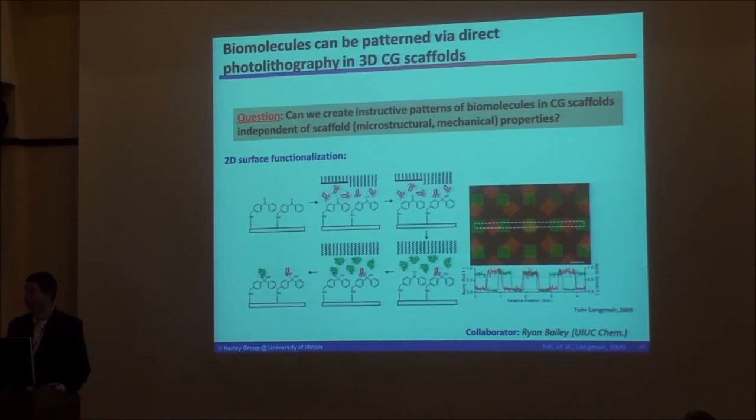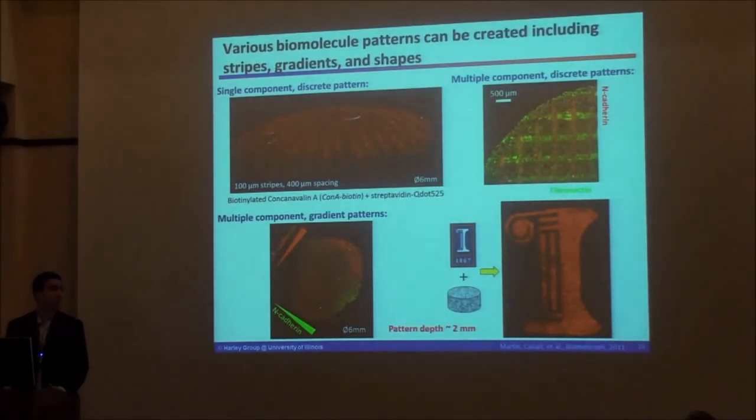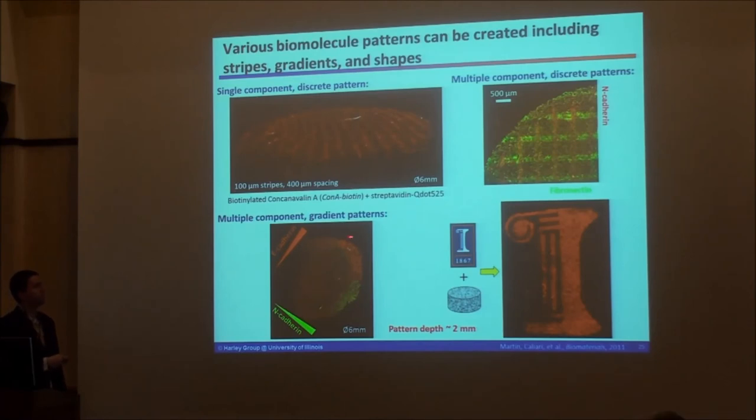We thought it'd be really cool if that would work in 3D, in our 3D scaffolds. And so just to make a long story short, it turns out that it did. I don't know how well you can see some of these patterns, but we can get stripes, multi-component stripes, different gradients, and even goofy shapes that really don't have much real application, but this kind of shows the versatility of the method and the resolution also. These stripes are on the order of 100 microns, for example.